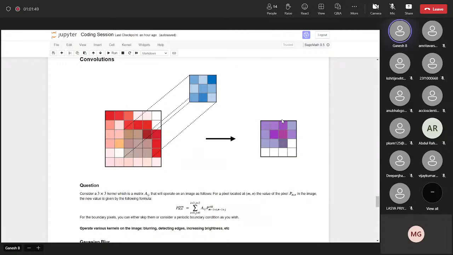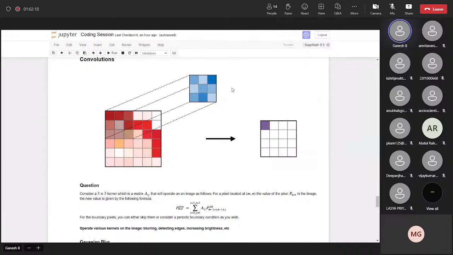So convolutions. What is a convolution? Convolution is nothing but when you have two matrices, you operate one matrix on the other. So it's like a function. This function takes two matrices as inputs, and it does the operation that this GIF shows. What this GIF is showing is this small matrix, which is called your kernel.